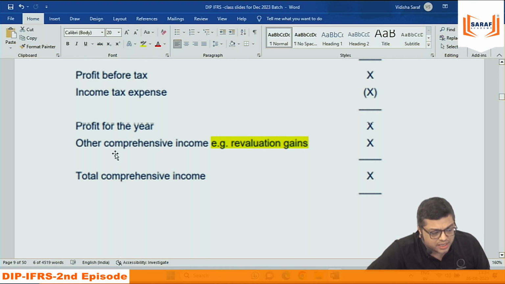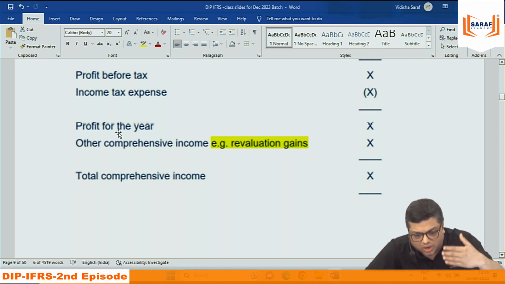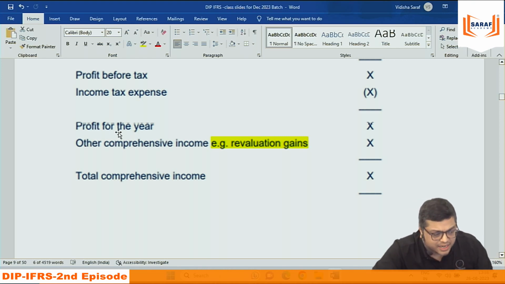This profit for the year, consider other comprehensive income. The example given, revaluation gain, not dividend. Then it is called the total comprehensive income. I said in the last class, what is the difference, for the time being for basic understanding? The other comprehensive income are all those income which we have not received in cash.